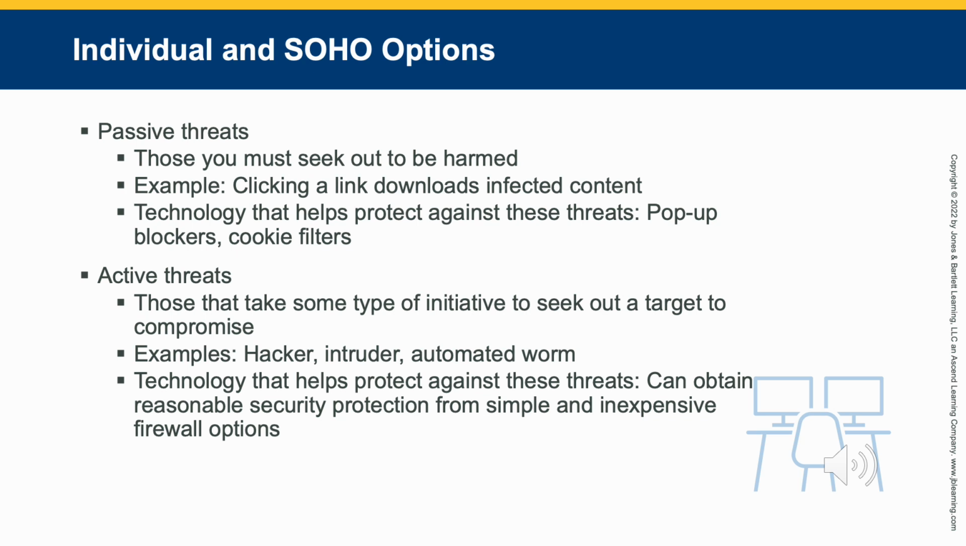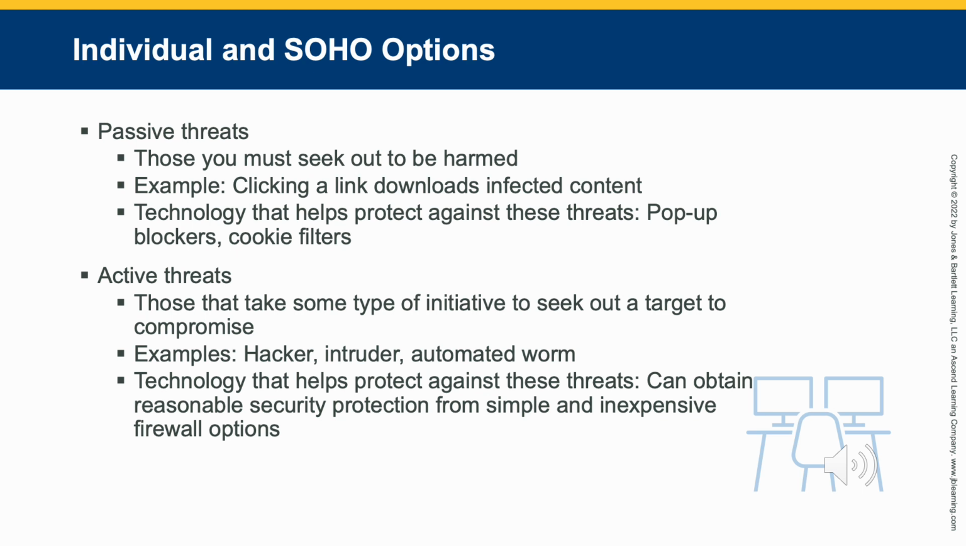Individual or small office, home office options protect against passive threats and active threats. Passive threats are those that you must seek out to be harmed. Example: clicking a link downloads infected content. Technology that helps protect against these threats includes pop-up blockers and cookie filters.